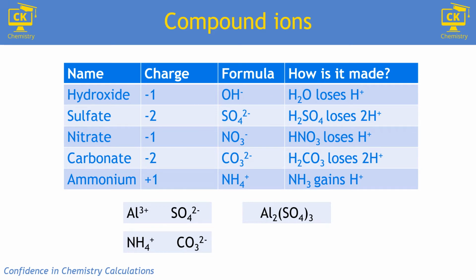Alternatively, ammonium carbonate: we've got a +1 on ammonium, a -2 on carbonate. So I'm going to need 2 ammoniums for every 1 carbonate and brackets around the ammonium ion.